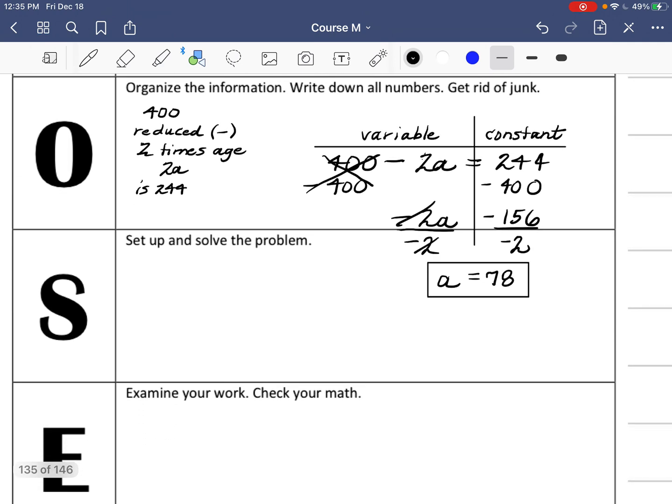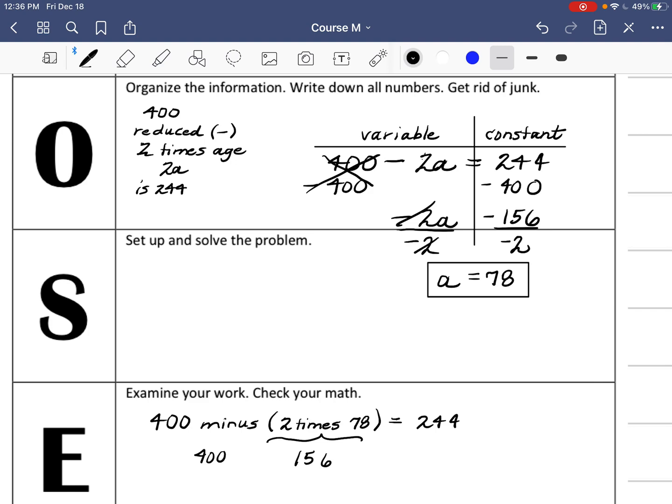So let's check it out. Let's see if this fits. I'm going to do exactly what it says. I'm going to say 400 minus 2 times 78, and that should equal 244 if I've done this correctly. So 2 times 78, that's 156. 400 minus 156 is indeed 244. So I know that my math is right.